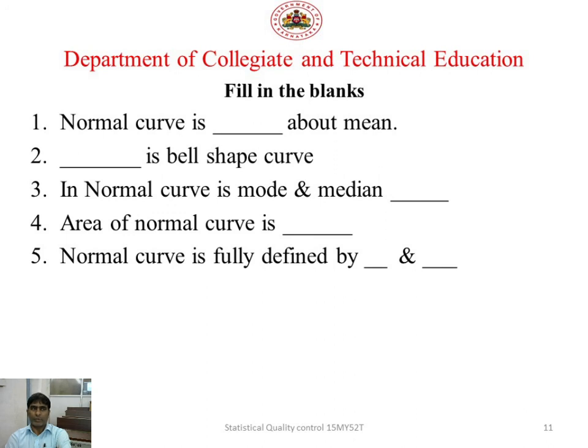Next, the fifth question. A normal curve is fully defined by dash and dash. Yes, x bar and sigma, mean and standard deviation. The correct answer is mean and standard deviation. These were the fill in the blanks.